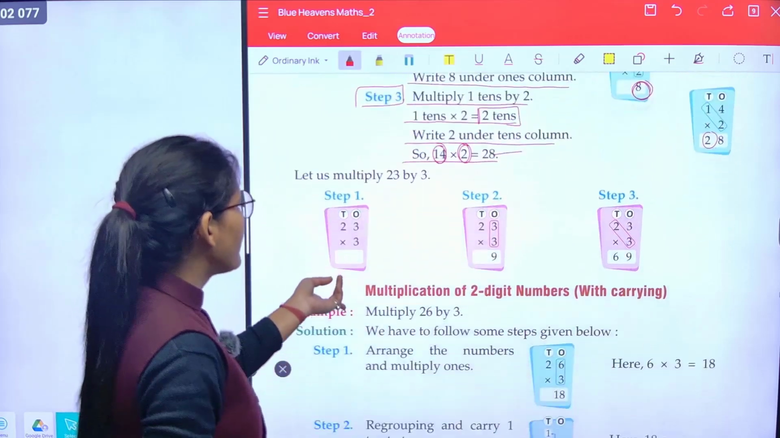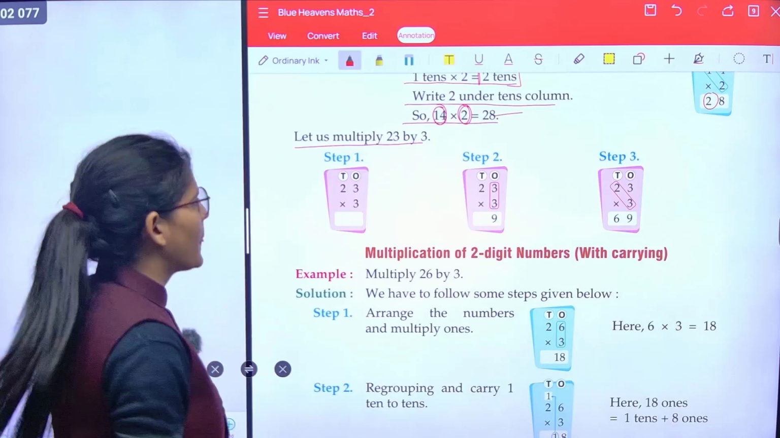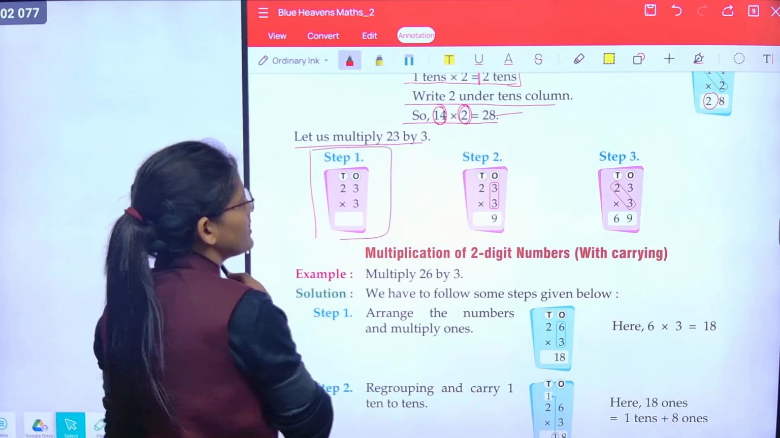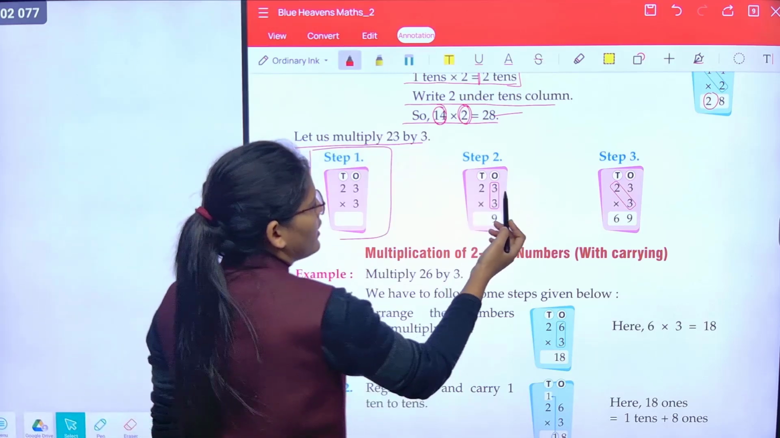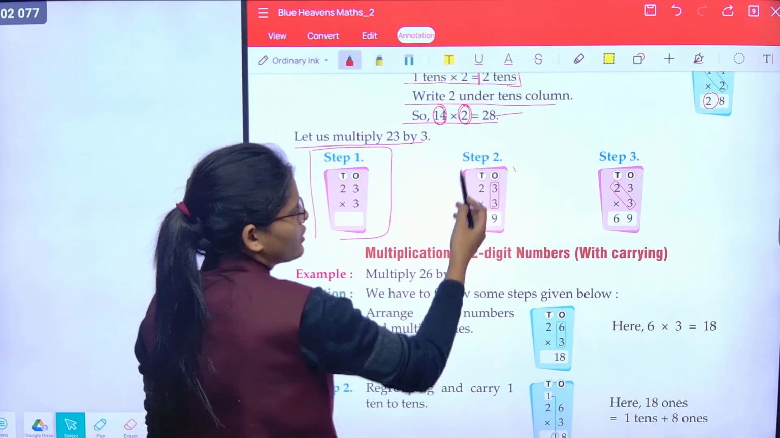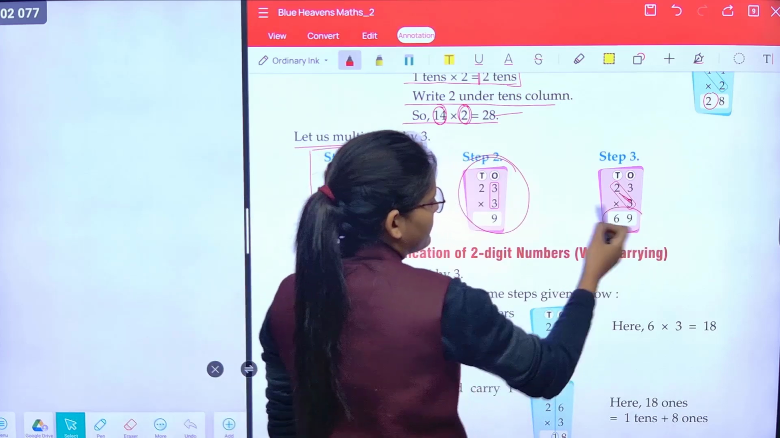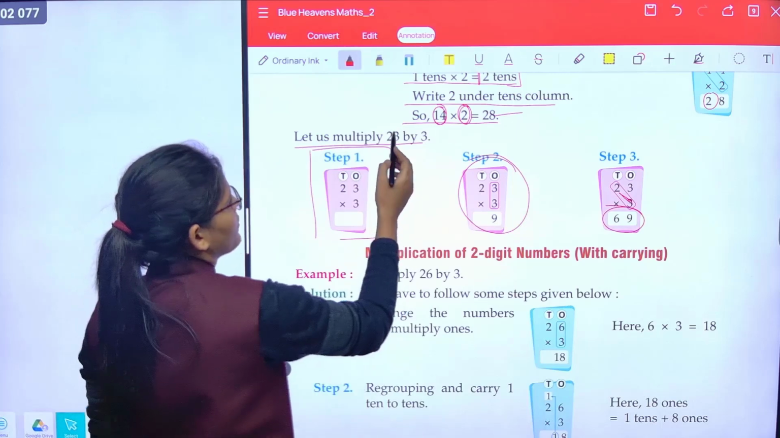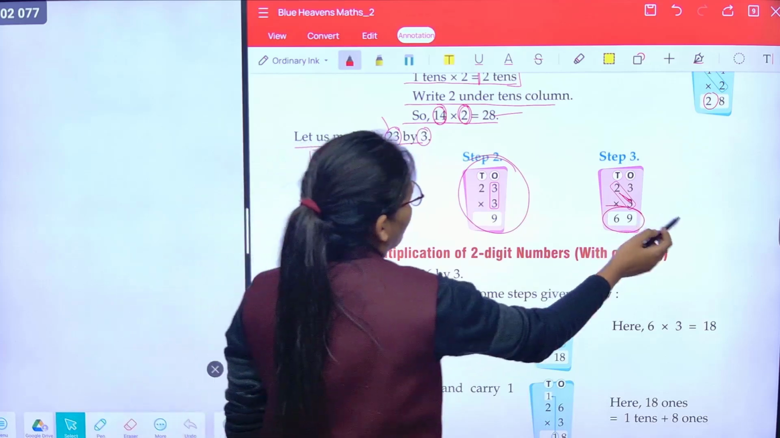Okay. Now let us multiply 23 by 3. Step 1. Firstly, we have to arrange the numbers in columns. Now write 23, and write 3 below 23 as shown. 3 3s are 9 and 3 2s are 6. So the product is 69. Now class, tell me, which is the multiplier, which is the multiplicand and which is the product.